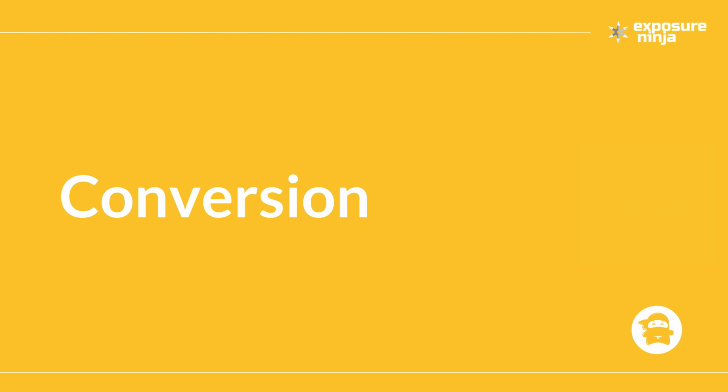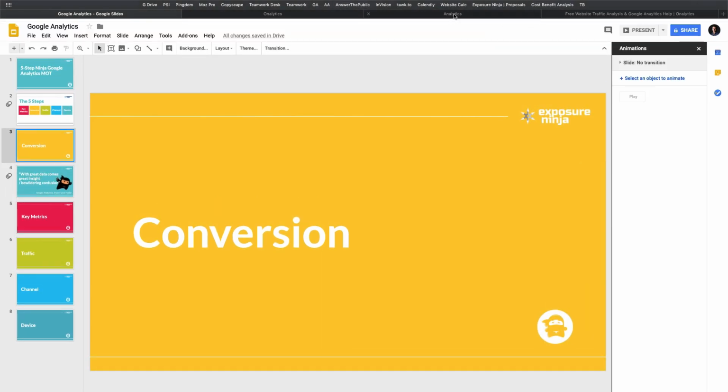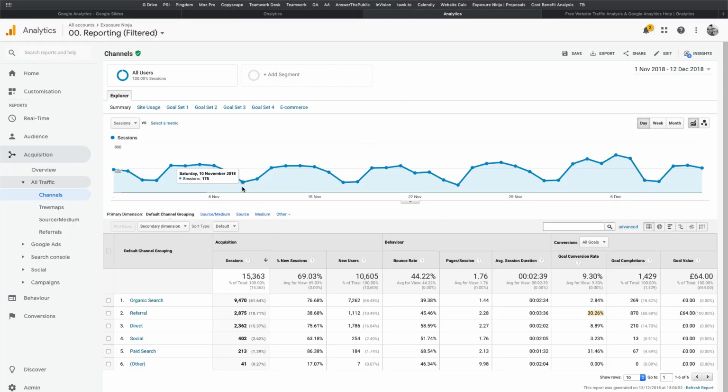Okay, so heading over to Google Analytics then to have a look at this conversion section. So under acquisition, all traffic and channels, we have this table. And this final section here is all about conversions.